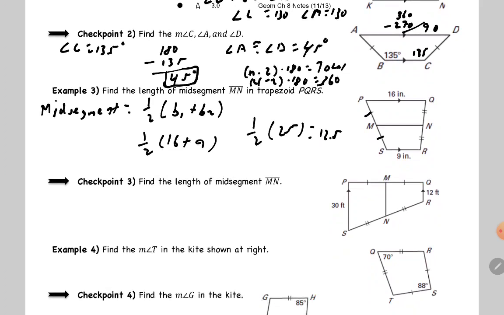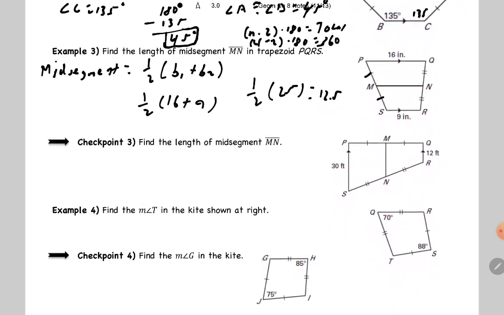Find the length of the mid-segment MN. Again. So once again, we're going to use the formula 1/2 times 12 plus 30. Adding the bases together. So I'll get 1/2 of 42, which is 21. So the mid-segment here is 21. This is 12.5.